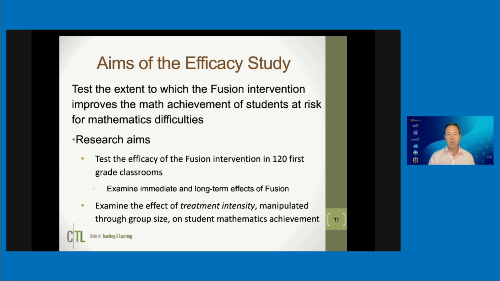We also had a secondary question focused on what we call treatment intensity. Most multi-tier models of support or response to intervention are premised on the idea that as the intensity of the student's needs increases, you also increase the intensity of your intervention. So we tried to build in a manipulation to our intervention where we had a less intensive version and a more intensive version. We did that by manipulating group size, with the idea that a smaller small group would be more intensive than a larger small group.